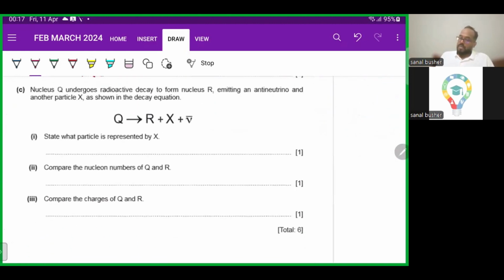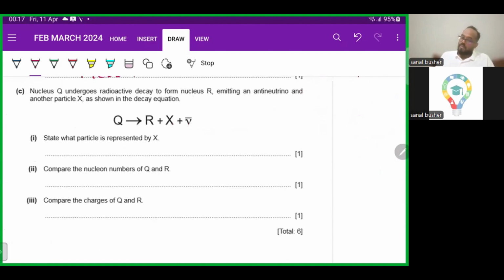Got it? Now, nucleus Q undergoes radioactive decay to nucleus R, emitting an antineutrino and another particle X, as shown in the decay equation. For this type of question, if it is emitting an antineutrino, what does that mean? Antineutrino means beta minus emission. Beta plus emission comes with a neutrino particle. So you can write, if an element with Z and A is emitting a beta particle, what is it? Electron. Beta particle is an electron, e, minus 1, 0.